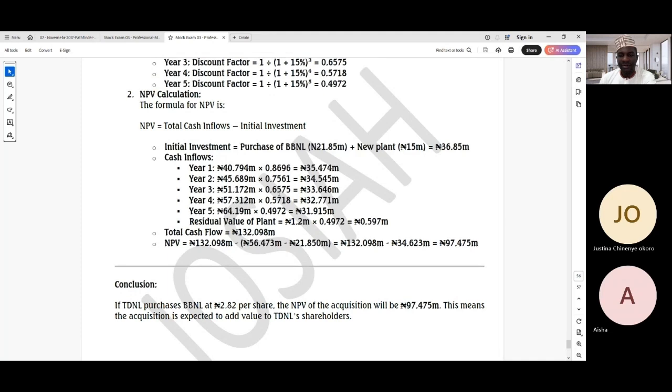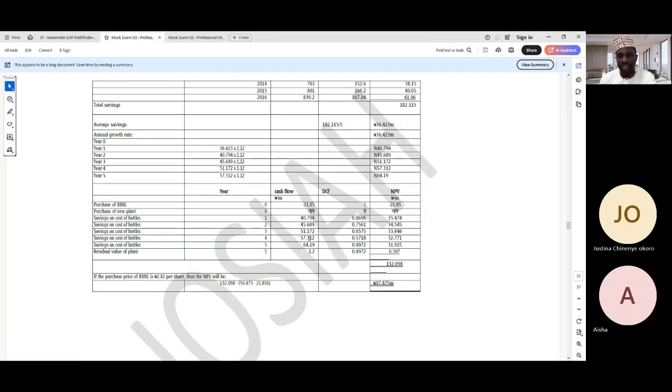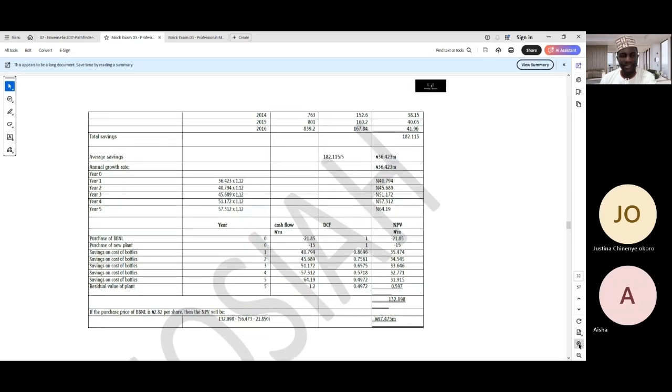So every computation we are doing here is to determine whether the acquisition will add value or not add value. So follow through the computations and navigate it one by one, and just use it to practice in case you see something like that. You don't want surprises on the day of the exam, so I encourage you to please do the practice, follow it.